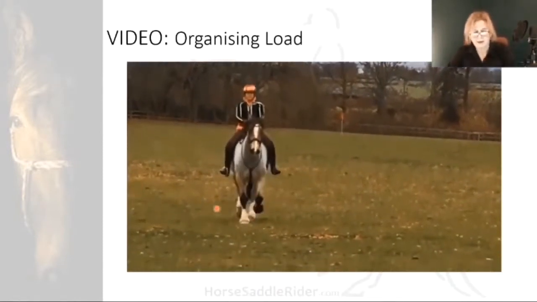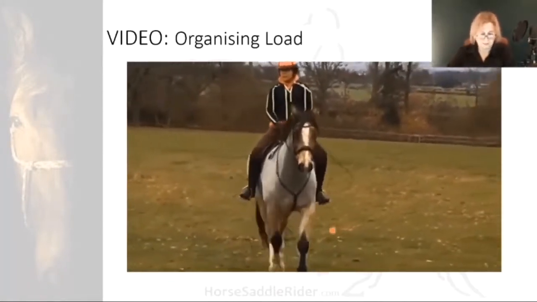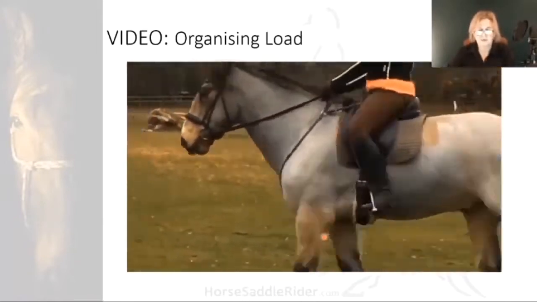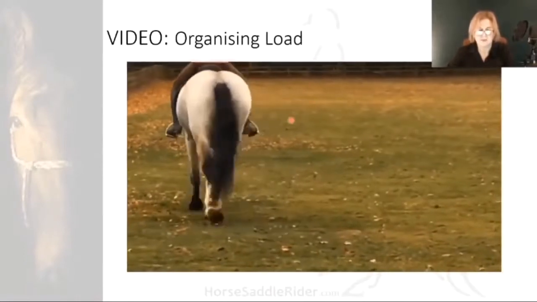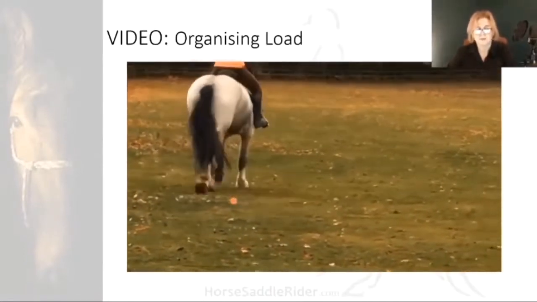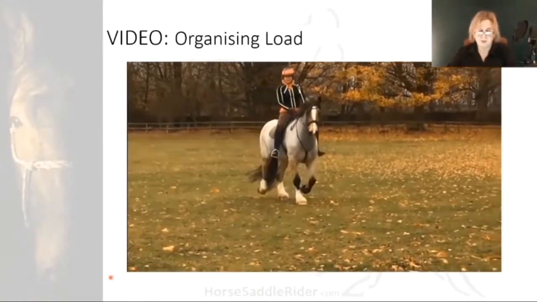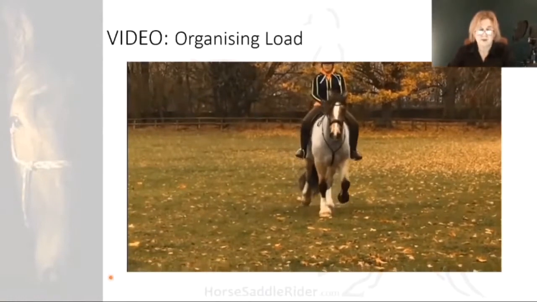So we can see it very straight. There's no leaning, no tipping. The horse movement looks symmetrical. He's able to turn with ease. Incidentally, that's a flexible saddle, so not causing any issues there. And you can see in slow motion how the horse organizes himself to turn.